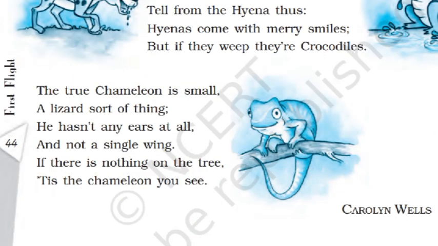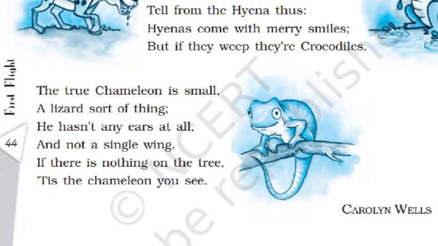Now moving towards the next stanza, the important one, and the last one. Now last, the poet is talking about a chameleon. Yes, the true chameleon is small, a lizard sort of thing. You can identify it because a chameleon looks just like a lizard. And he hasn't any ears at all. You cannot even recognize ears because it has none. And not a single wing also. No flapping. Here you can easily identify it because it has no ears, no feathers, no wings, and if there is nothing on the tree.